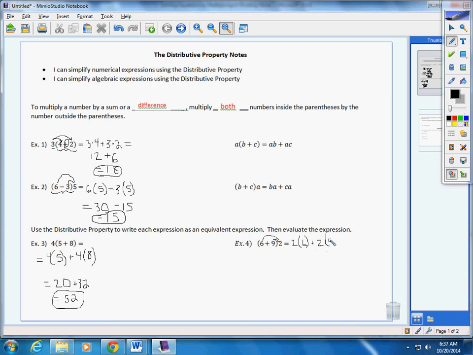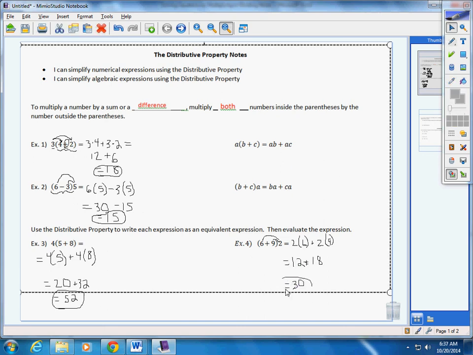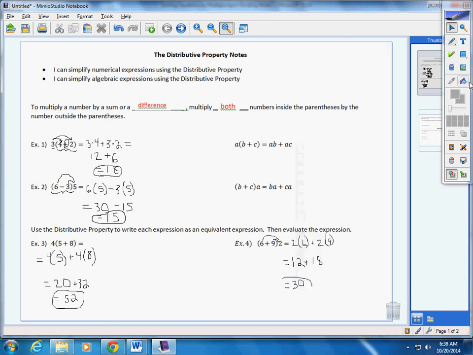There's your equivalent expression. That's a terrible parenthesis. So then you have 12 plus 18, and your answer should be, oops, that should be a plus sign. Forgive me right there. Your answer should be 30. Hopefully you're starting to catch on. Alright, that was a really poor circle right there. There we go. Alright, let's go on to our next slide here.